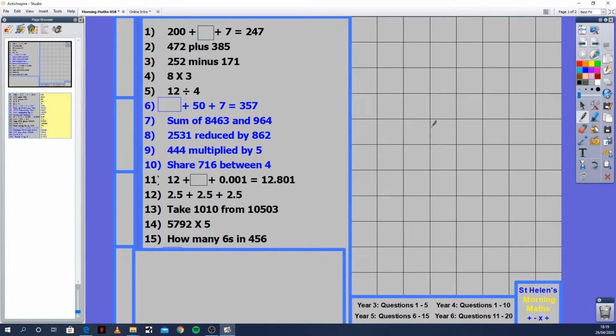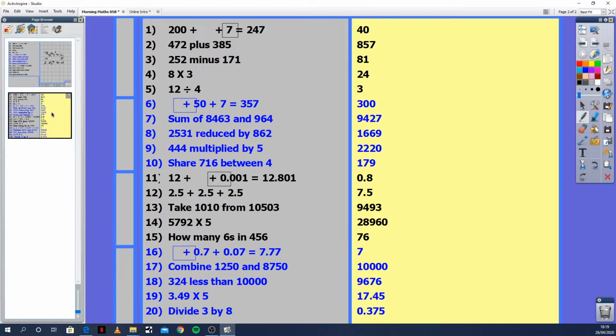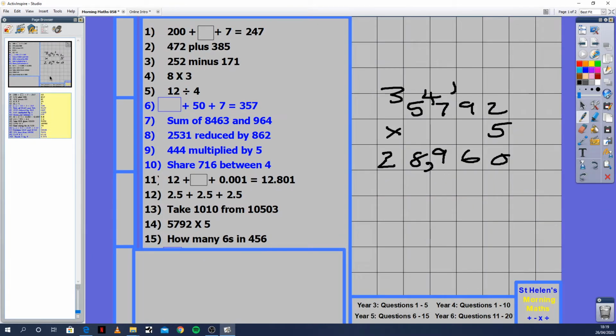Number 14, 5,792 times 5. 5 times 2 is 10. 9 times 5 is 45 plus 1 is 46. 5 times 7 is 35 plus 4 is 39. And 5 times 5 is 25 plus 3 is 28. We've got 28,960. Let me just check quickly. 28,960. Yay.